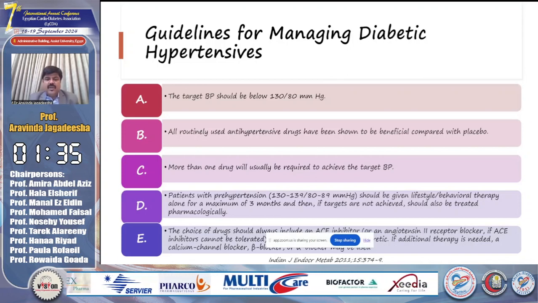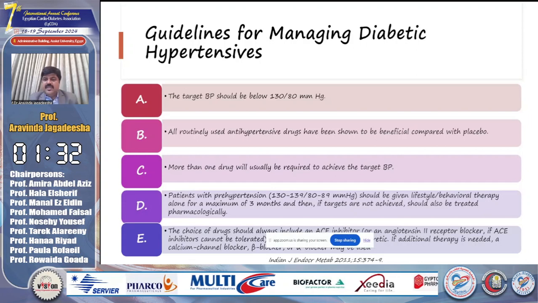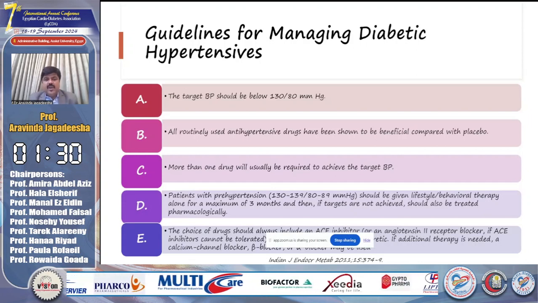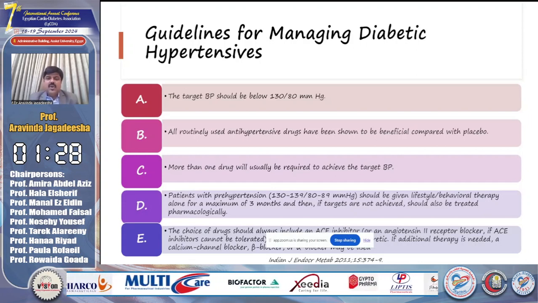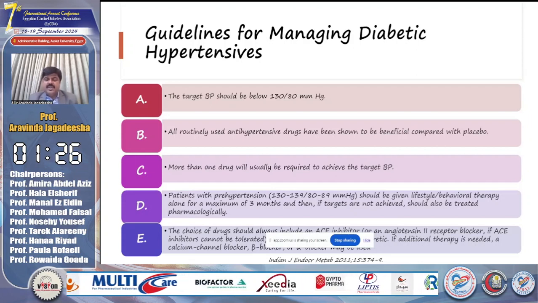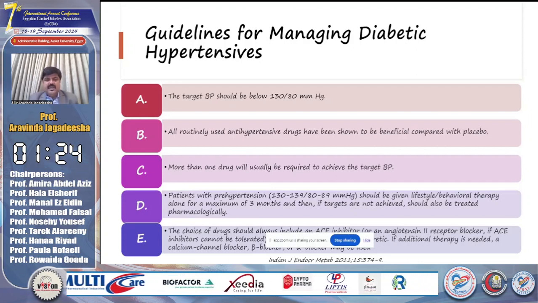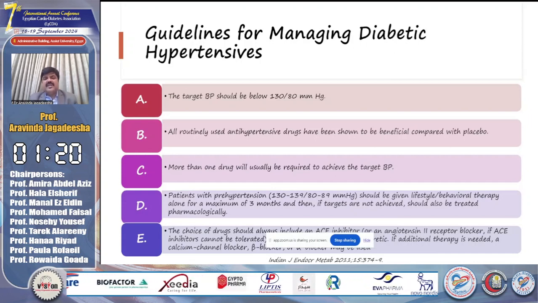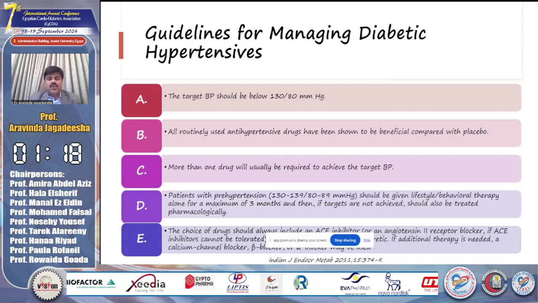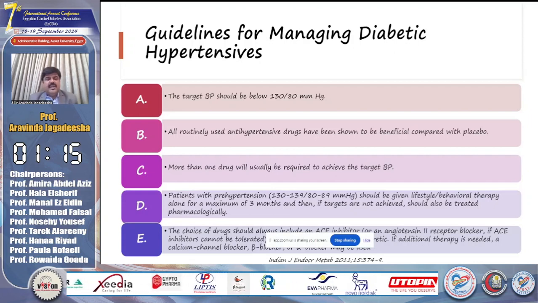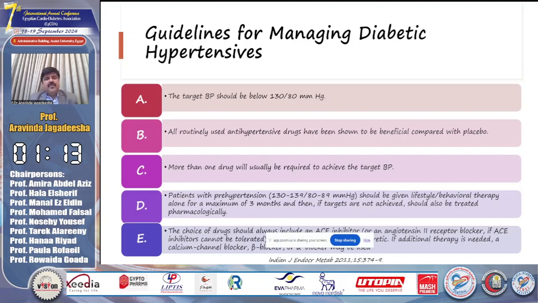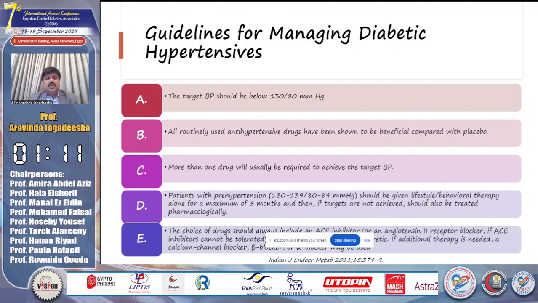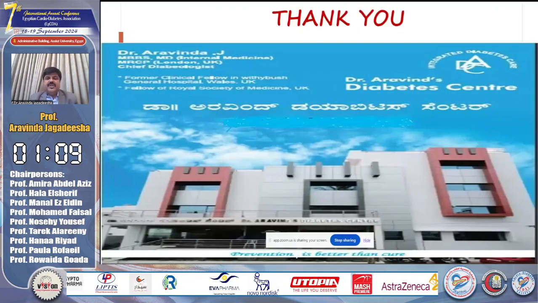The choice of drug should always include an ACE inhibitor or ARB depending upon the situation. Then add on calcium channel blockers or diuretics. If additional therapy is needed, you can add a diuretic to the calcium channel blocker. If there is a cardiac event, beta blocker should be the preferred agent at any point of the management in the hypertensive armamentarium.